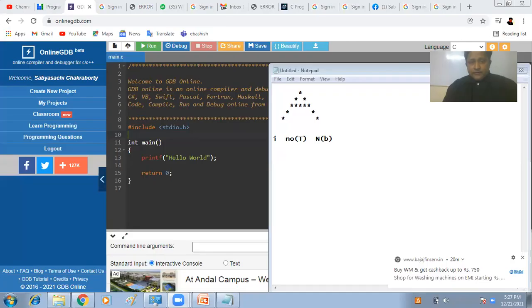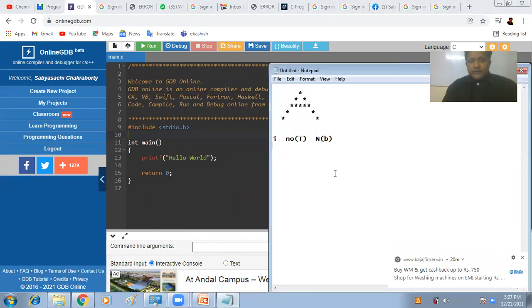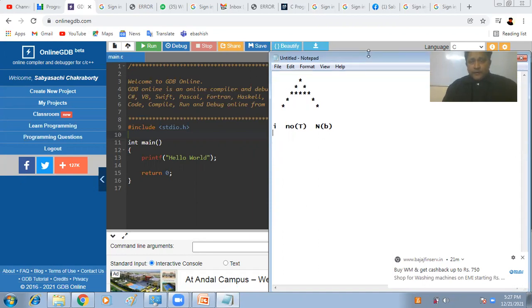Let's take an example of printing a pattern of the A alphabet. So now, what we have is the A pattern, which we want to print with the help of a C program. First of all, how do we model the problem logically?